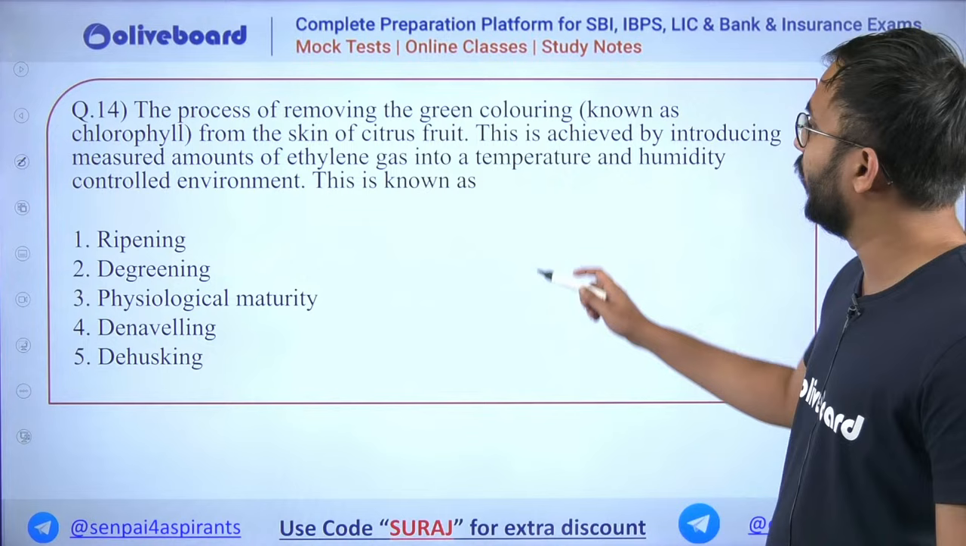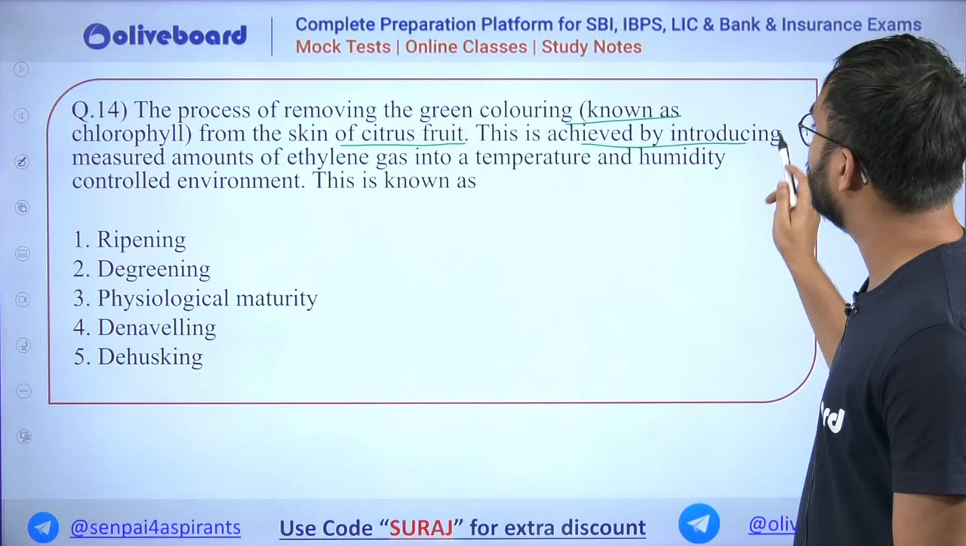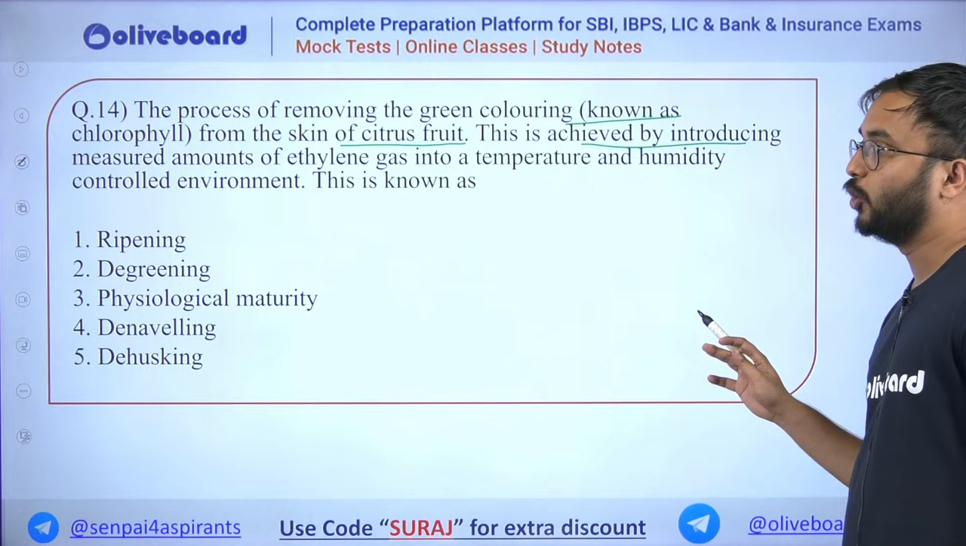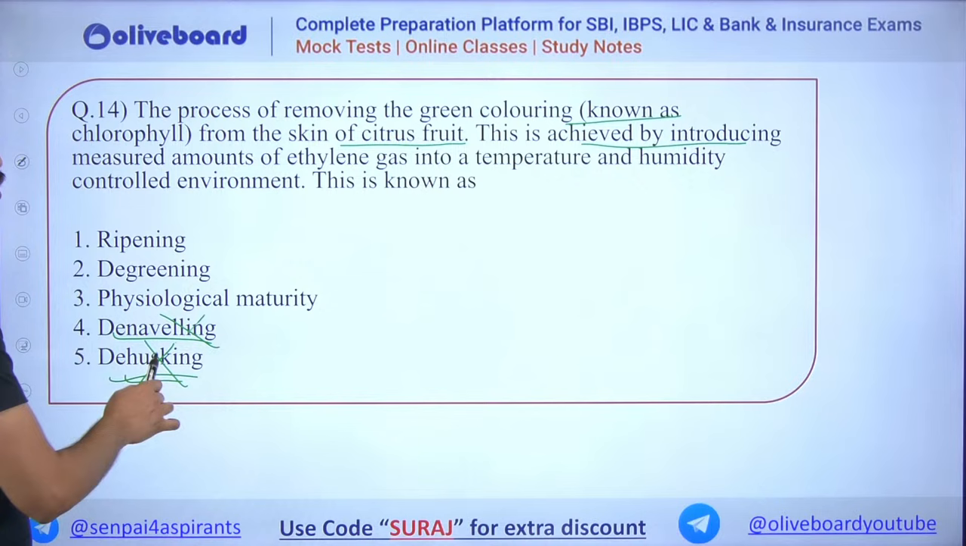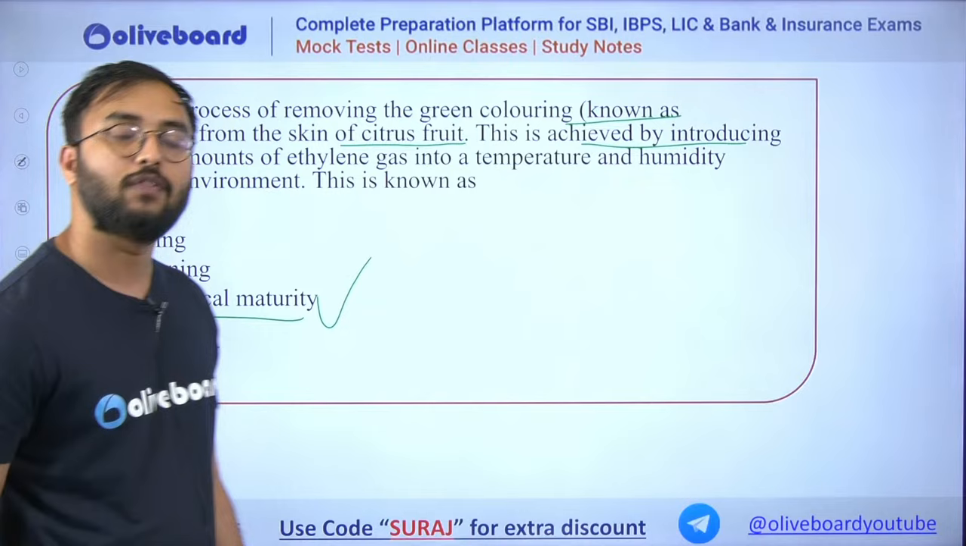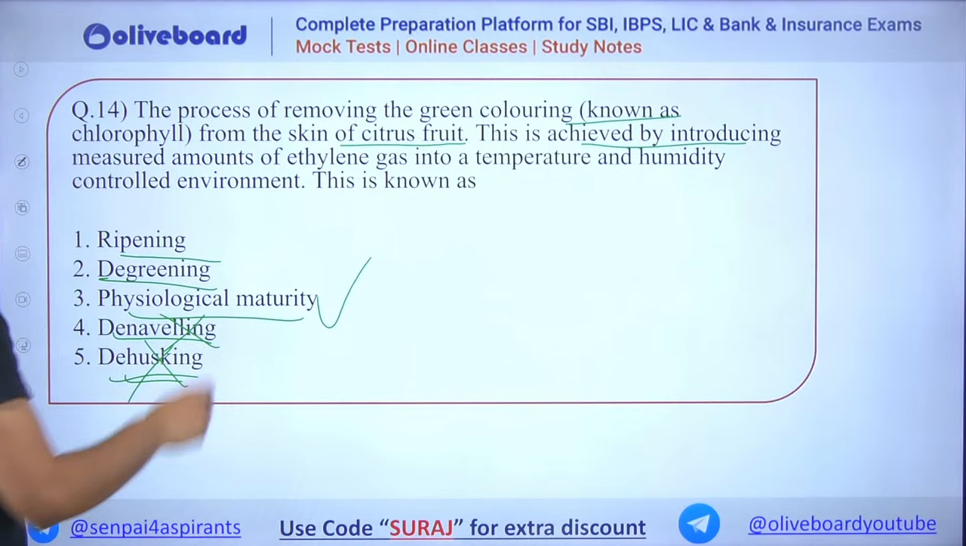The process of removing the green color known as chlorophyll from the skin of citrus fruit, this is achieved by introducing measured amount of ethylene gas into temperature and humidity controlled environment. This is known as what? Is it known as ripening, degreening, physiological maturity, denevilling or dehusking? Dehusking is nothing but removing the husks. Denevilling is also not related to coloration of the plants or leaf. Physiological maturity is nothing but when flowers are formed or maybe fruit or seed is formed on the crop. Degreening and ripening are the only options we are left with.